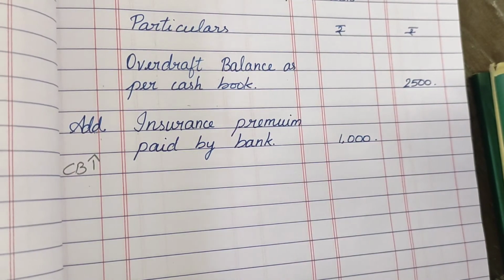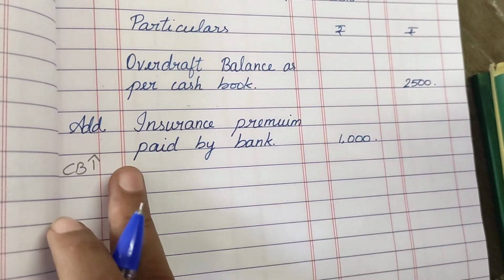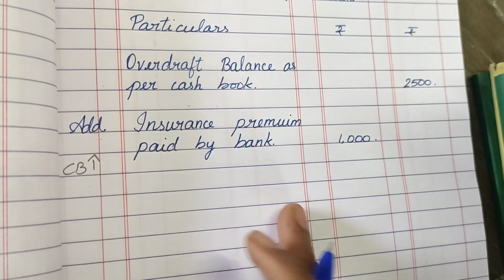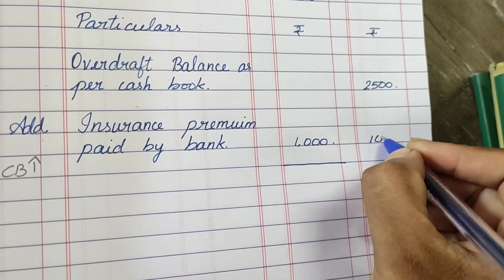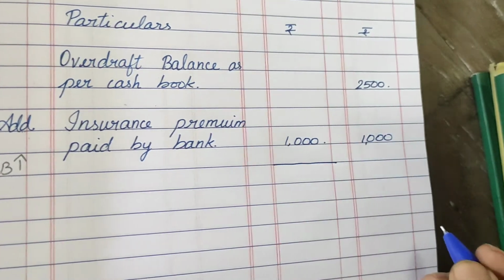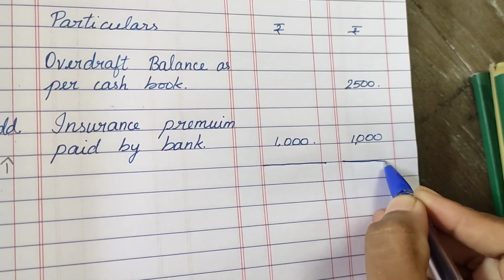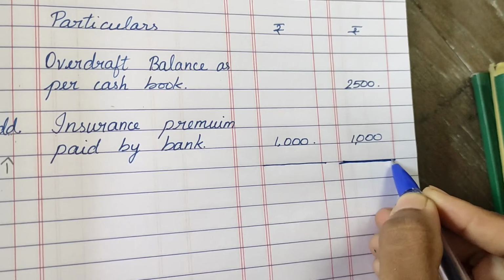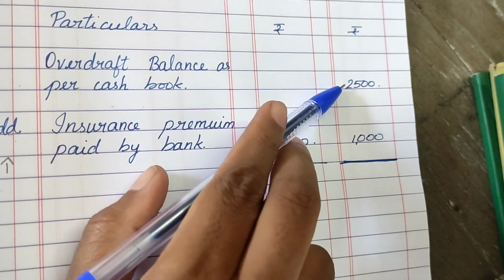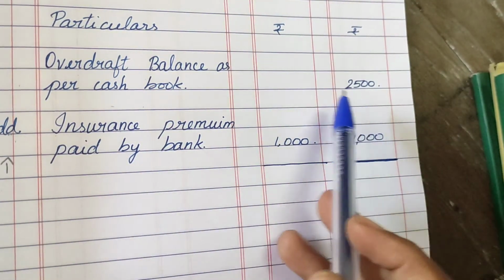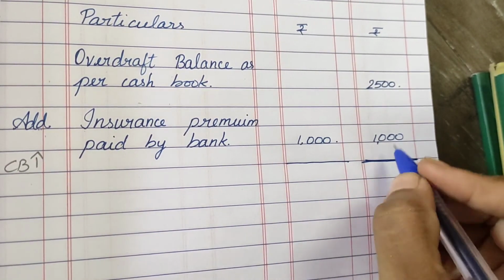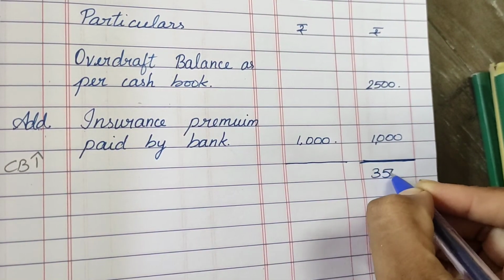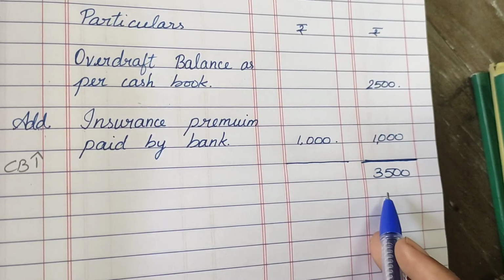Now all the transactions are over. So if we see the add category, we got just one transaction. So you're going to draw a line and put the transaction in the outer column because it's only one. Now draw a line in the outer column after you write out the transaction. Now 2500, which is there as an overdraft balance, add 1000 rupees. So you will get 3500, which you'll write in the outer column.